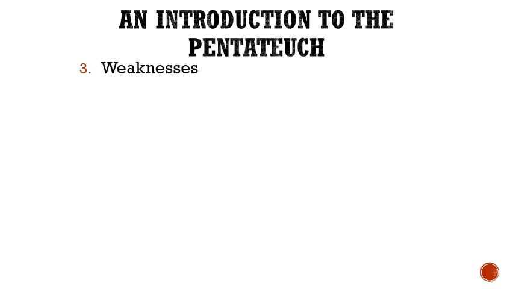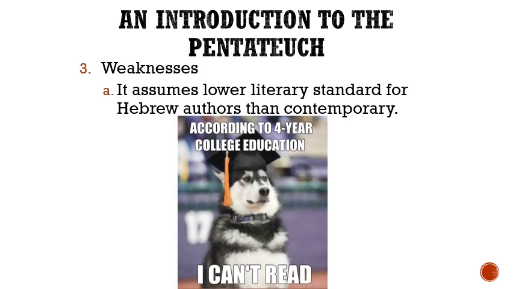Now that we've looked at what the 4 sources of the documentary hypothesis are, let's also examine their weaknesses. Letter A. The first thing we have to look at is the fact that this view assumes a lower literary standard for Hebrew authors than contemporary authors. In other words, these are individuals looking down on the intelligence of the individuals who wrote, or who we believe wrote, the Pentateuch just because they couldn't believe they would be that intelligent during that time.